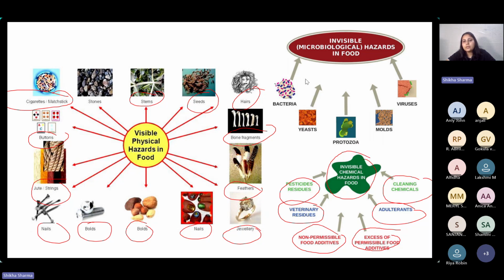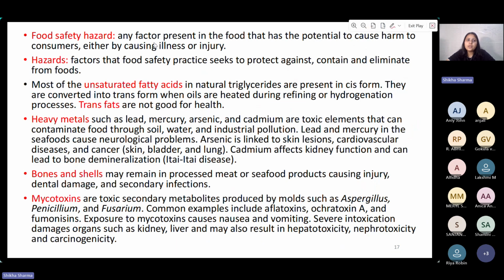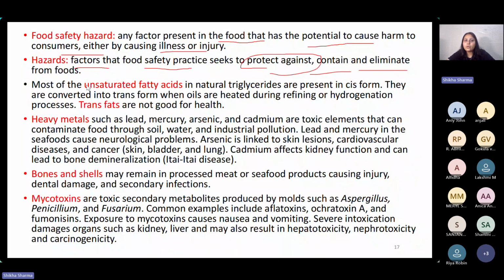Then microbial hazards may include bacteria, yeast, protozoa, viruses, molds, parasites. So they basically come under microbial hazards. So a food safety hazard means any factor present in the food that has the potential to cause harm to consumers, either by causing illness or injury. And hazards are those factors that food safety seeks to protect against, contain, or eliminate from the food product.